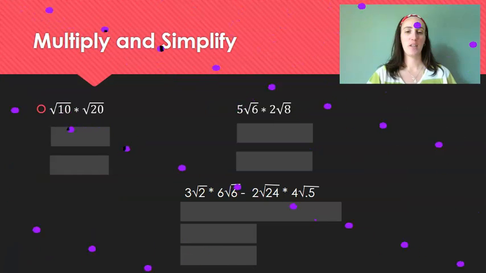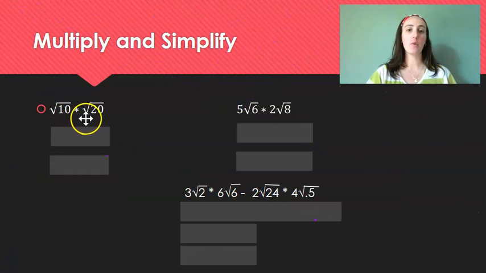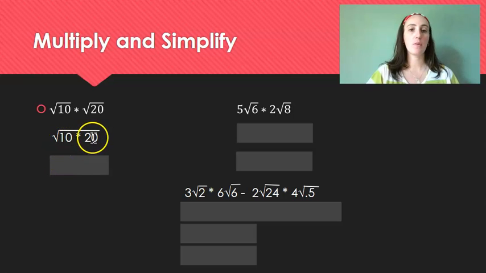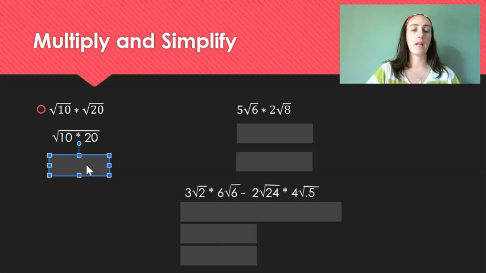To multiply radicals, we want to take the two radicals that are being multiplied together and put them together. What I mean by that is, in this situation, taking that 10 and that 20 and putting them together underneath one radical symbol. So it would be the square root of 10 times 20. From here, all we need to do is multiply what we have inside the radical. I know that 10 times 20 is going to give me 200, so my answer turns into the square root of 200.